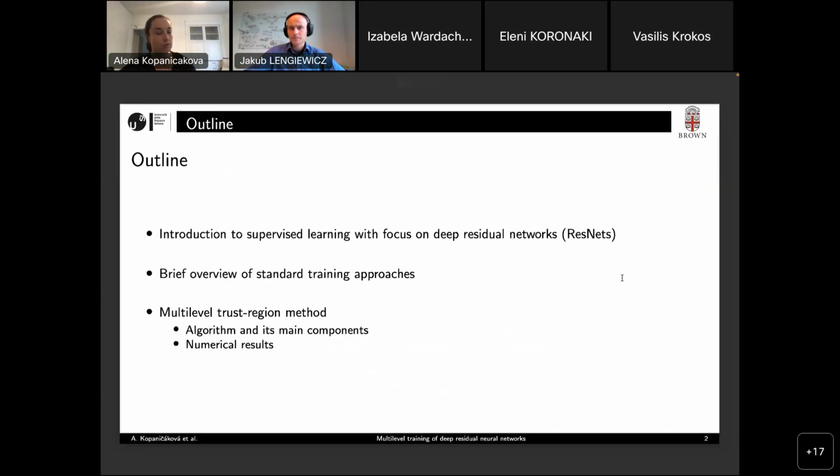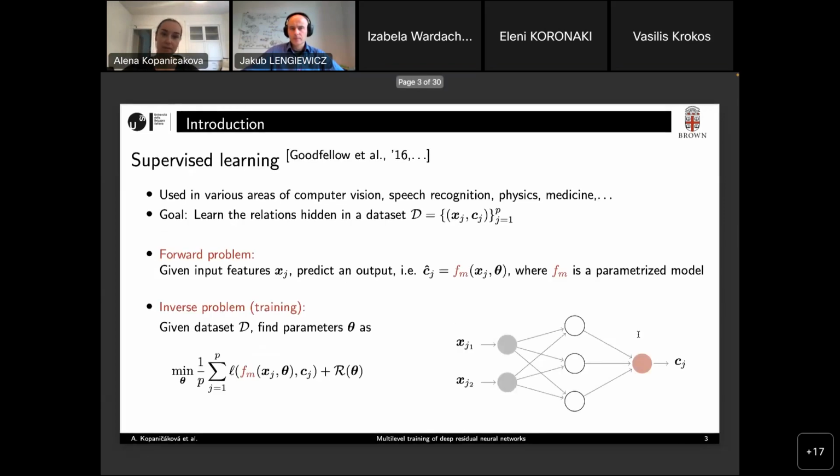This talk will have three main parts. In the beginning, we will do a very brief introduction to supervised learning, with particular focus on deep residual networks. Then I will give a brief introduction to standard training approaches, and we will also discuss some more novel approaches which are not very common in the machine learning community. At the end, we will discuss some multi-level strategies based on multi-level trust region methods. Here we will discuss some basic algorithmic components, and I will also show you some numerical results. So let us directly start.